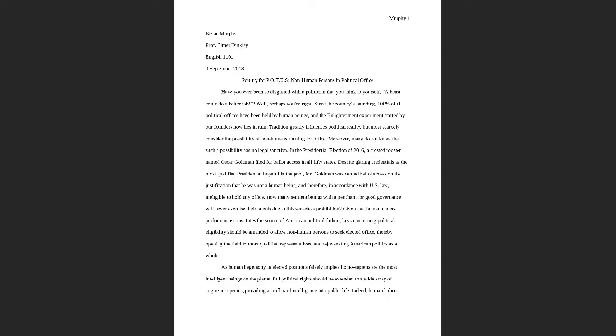Full political rights should be extended to a wide array of cognizant species, providing an influx of intelligence into public life. And there's the solution and the so what. So what do we do after we have the problem, solution, so what in the body paragraphs? Well, that's where the exemplification comes in, the use of examples from credible sources. You are going to have to look up examples from credible sources and look up credible scholarly articles for which you can quote, basically. Indeed, human hubris places us atop the hierarchy of animal intelligence.